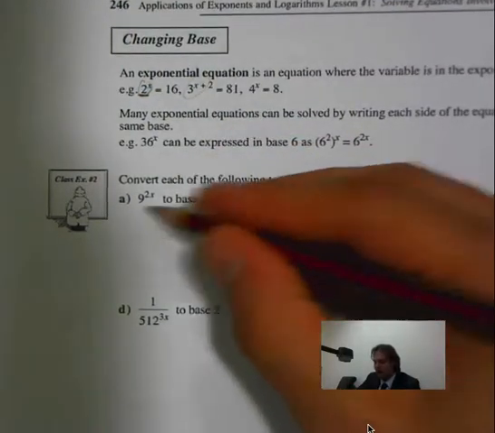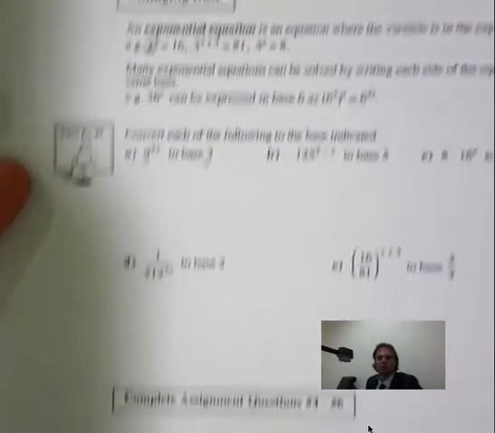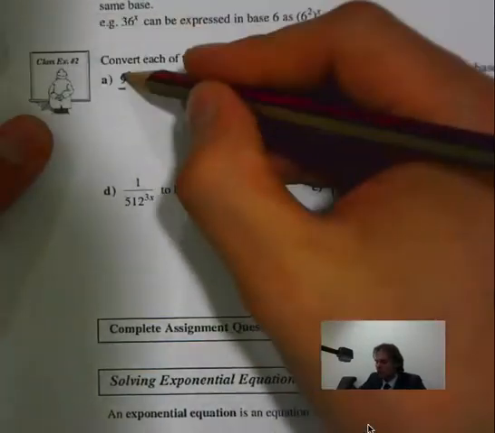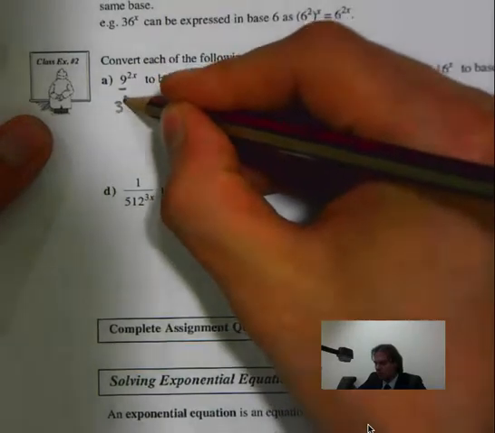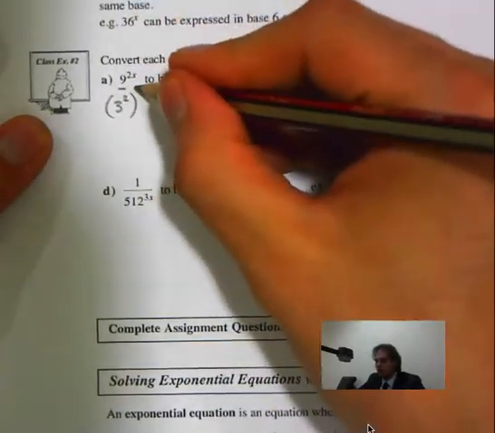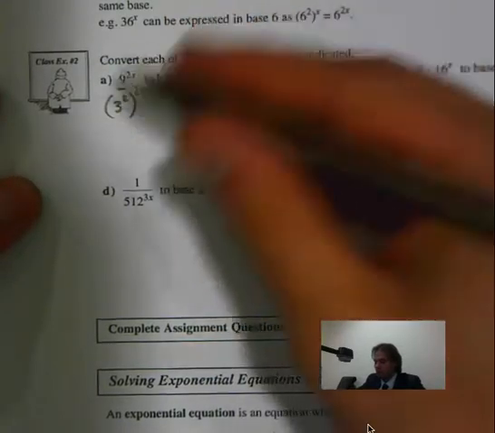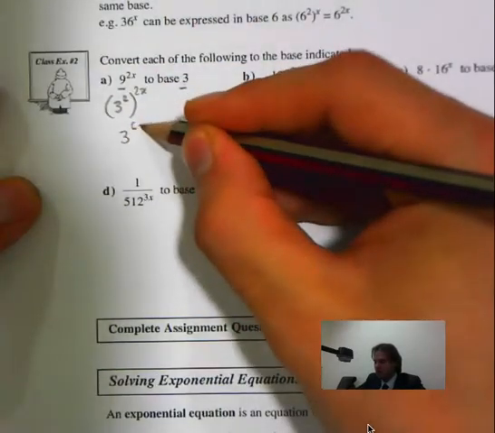So here we want 9 to go to base 3. So let's switch this up. How can we do that? Well, isn't 9 the same as 3 squared? That's equal to 9, right? Now, it's 3 squared to the power of 2 to the x. Now, if we remember our exponent laws from before, we multiply these in. So that's the same as 3 to the 6x.